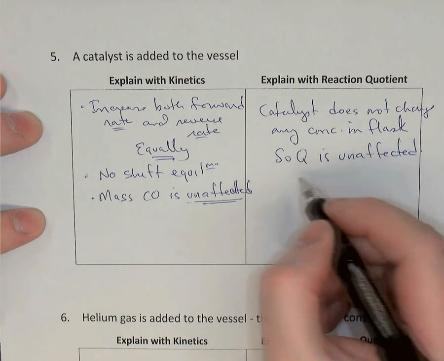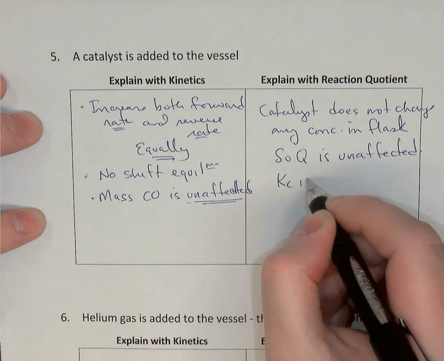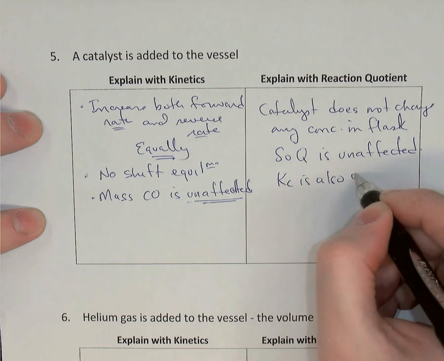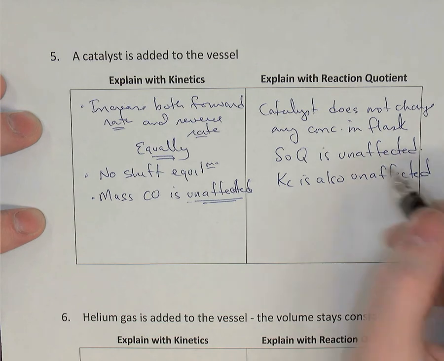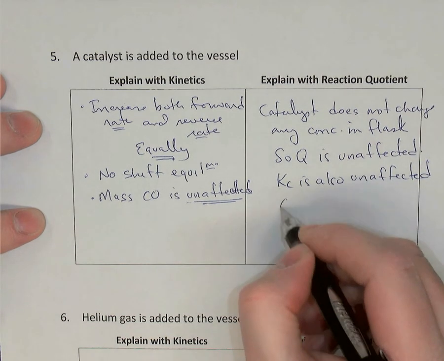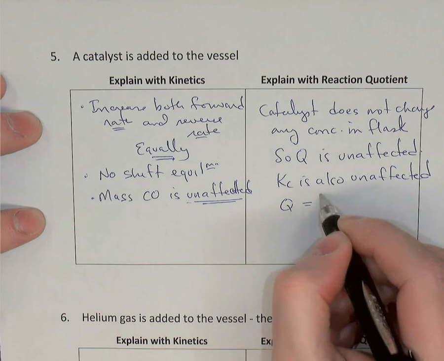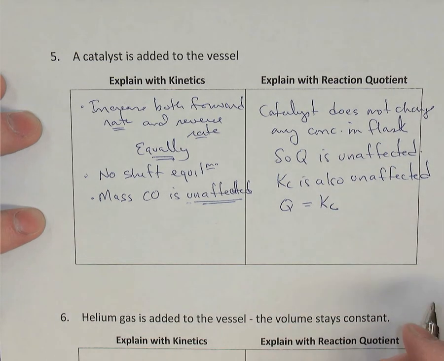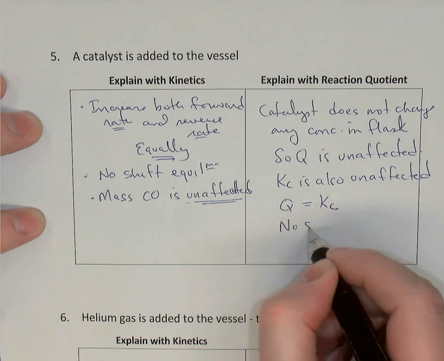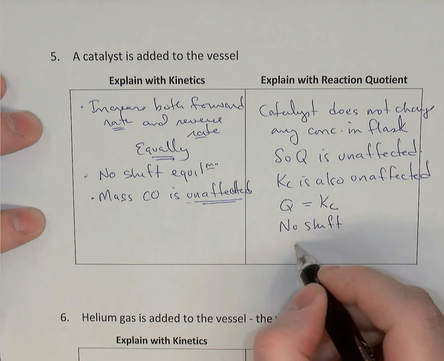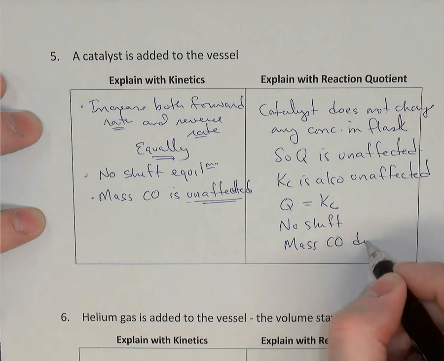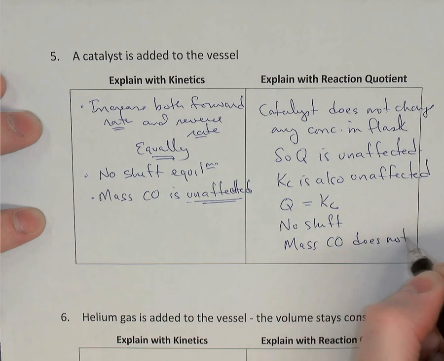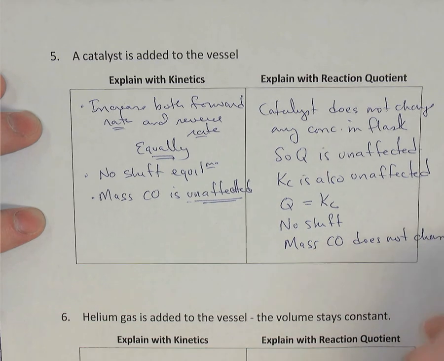The temperature did not change, so Kc is also unaffected. Since Q and Kc were both unaffected, then the Q is still equal to the Kc as it was because the system starts at equilibrium, and therefore there's no shift. With no shift, the mass of carbon monoxide does not change. Okay?